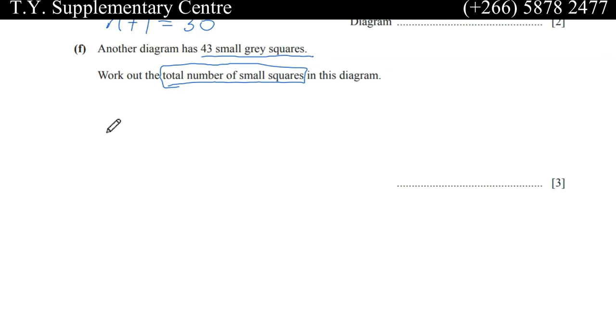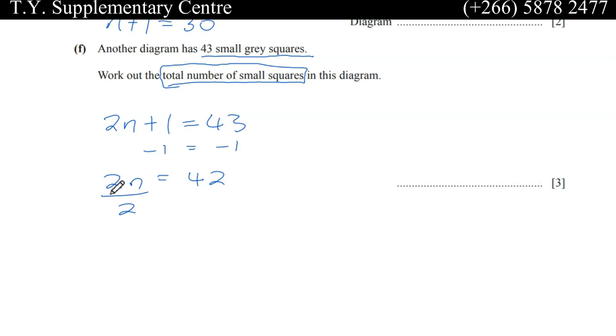So remember the formula for finding the number of small gray squares in any diagram number is 2n plus 1. But then 2n plus 1 in this case gives 43, meaning we want to find the diagram number in which there is a total of 43 small gray squares. So we just have to solve for n in this equation. So let's subtract 1 on both sides. We'll get 2n is equal to 42.